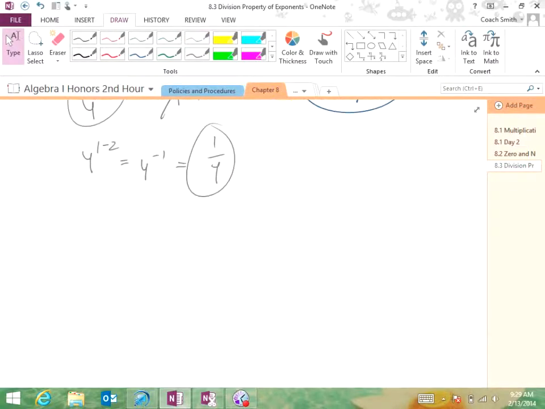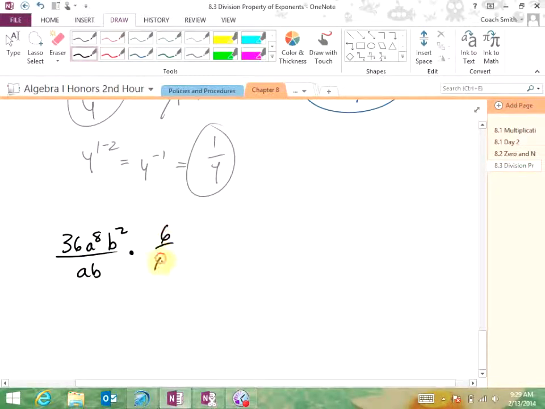All right. Let's look at 44. 44 says 36 a to the 8 b to the second over ab times 6 over ab squared, the whole thing raised to the negative first.